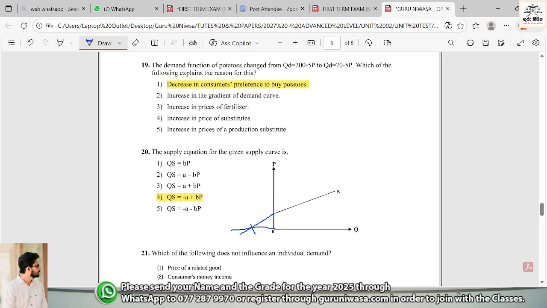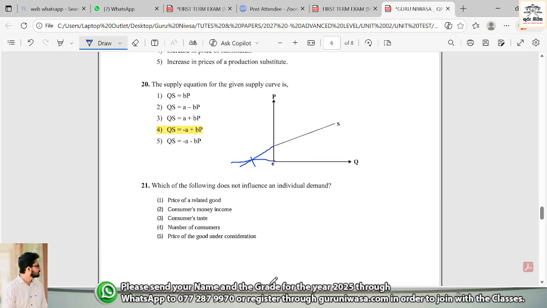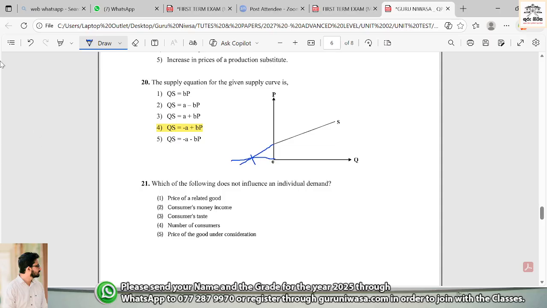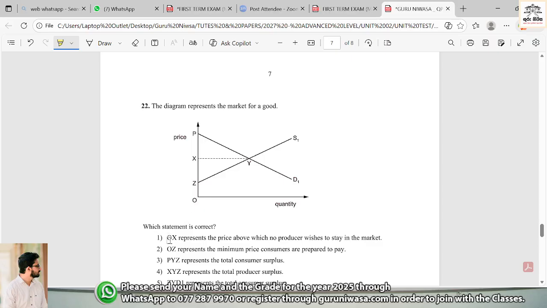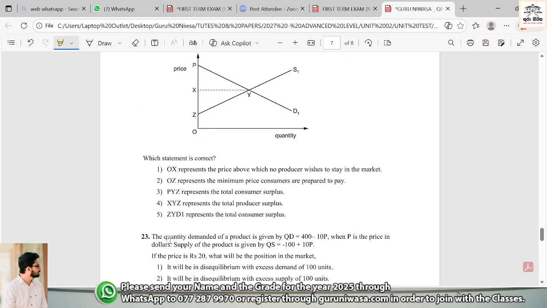Question 21: Which of the following does not influence an individual demand curve? Simple. Number of consumers. The answer is number 4. Individual demand is not affected by the number of consumers. The answer to question 22 is the fourth one.